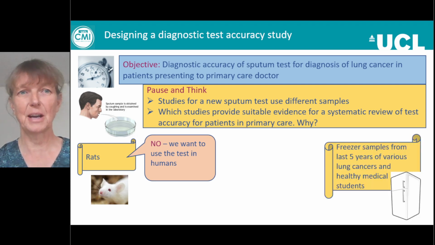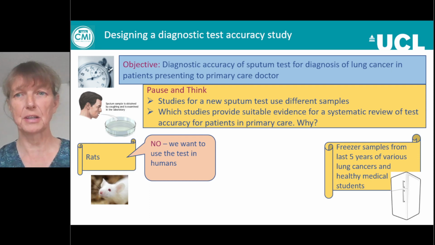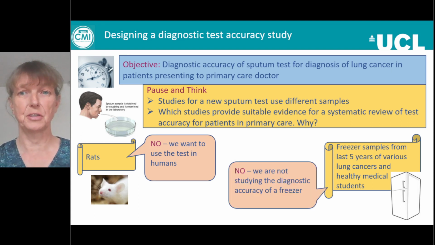Okay, what about a study that used freezer samples from the last 5 years with various lung cancers and then compared the result from those to results in healthy medical students? No, we don't want those either. We're not really studying the diagnostic accuracy of a freezer. We want to actually study the diagnostic accuracy on a set of patients who might be clinically representative.